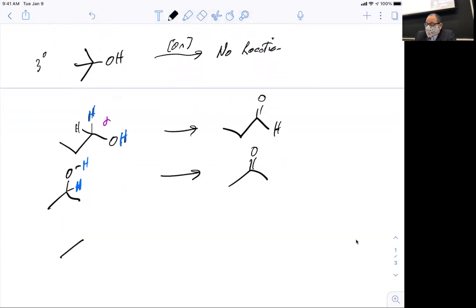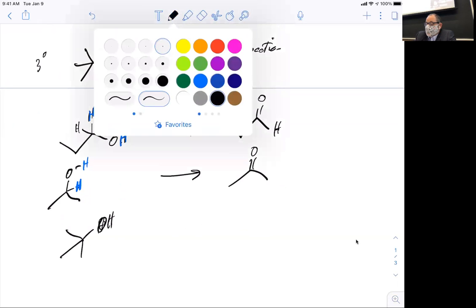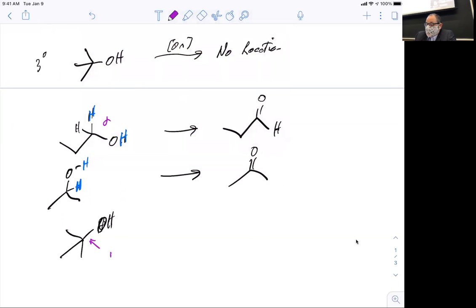But then when we look at a tertiary alcohol, we have no alpha hydrogens, right? So we have no alpha hydrogens to remove. If we were going to oxidize this, we'd have to break a carbon-carbon bond, right? That's going to be a high energy reaction. And by the time we've done that, we've probably destroyed the molecule per se.